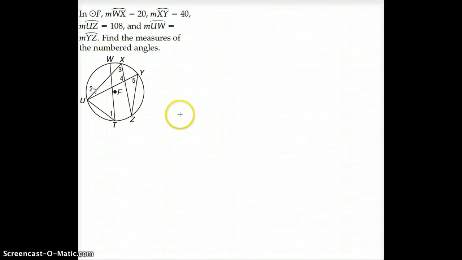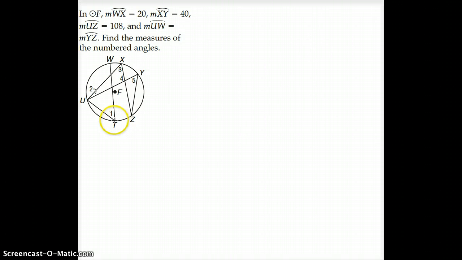All right, here's going to be an example from section 10.4 about inscribed angles. The only thing that we really need to know, well, first of all, an inscribed angle is an angle like angle 1 here, where you can see that the vertex of the angle is on the circle.